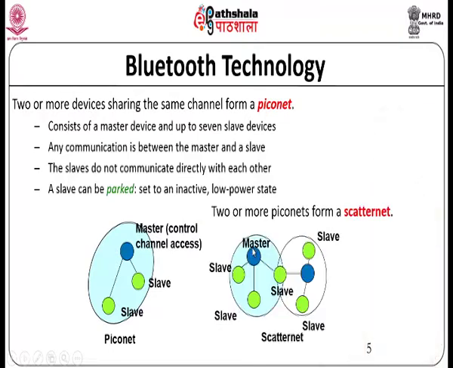We can also have 2 or more piconets which are interconnected to form what is called a scatternet. You can see there are 2 different piconets which are interconnected to each other. That is also a possibility that we have. So, this is one master handling this piconet, and it is connected to this other piconet. This interconnection is referred to as a scatternet.